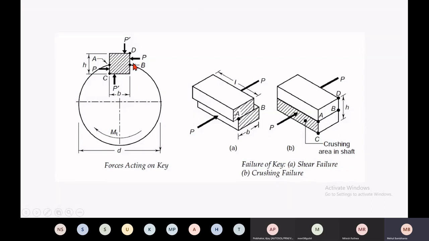But obviously, the assumption or consideration for the height and breadth is that they are generally 1/4 of the diameter, and the length is generally 1.57 times the diameter. So that is how we can derive the dimensions of the key. The dimensions are obviously h, b, and the length l.